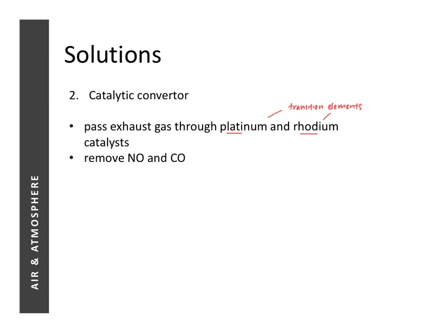Okay, so the exhaust gas from your engines contains 2 main pollutant gases, your NO and CO. By passing through rhodium and platinum catalysts, your CO is going to react with oxygen to convert it to CO2, and your NO is going to react with your CO to form N2 and 2CO2.